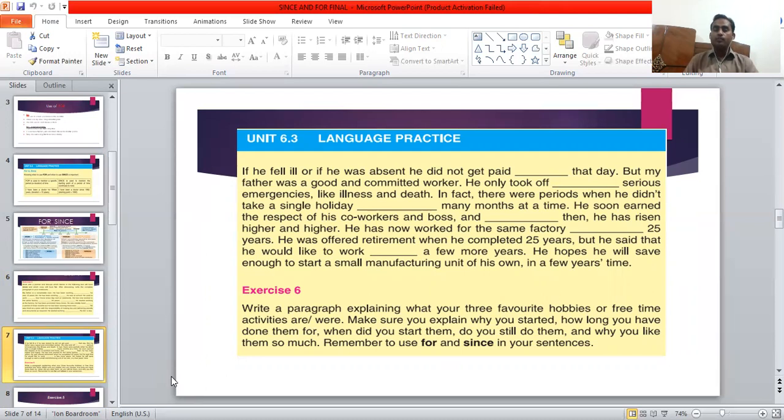Write a paragraph explaining what your 3 favorite hobbies or free time activities are or were. Make sure you explain why you started. How long have you done them for? When did you start them? Do you still do them? And why do you like them so much? Remember to use for and since in your sentences.